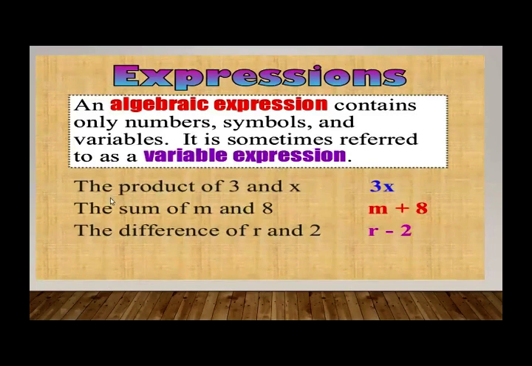There are a few examples. If we want to write the product of 3 and x, product means multiplication. We have a clear understanding. So for that, in algebraic form we write 3 into x. Here no sign is given.